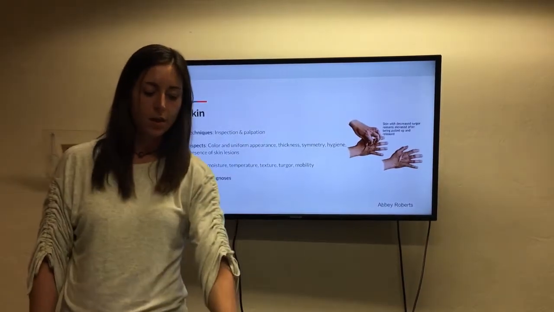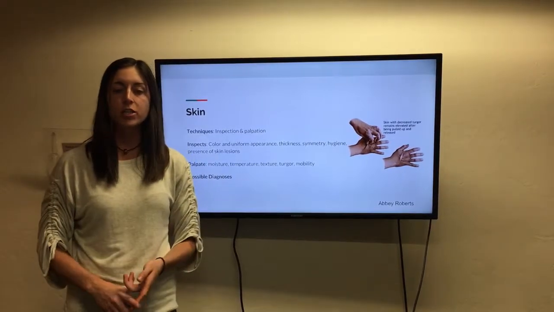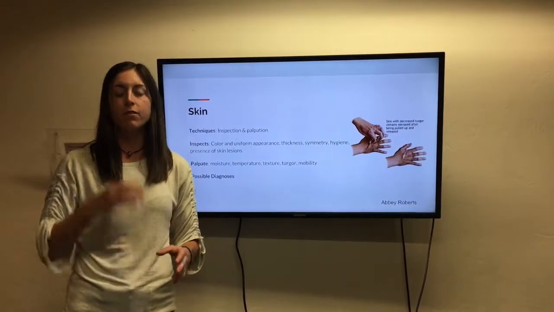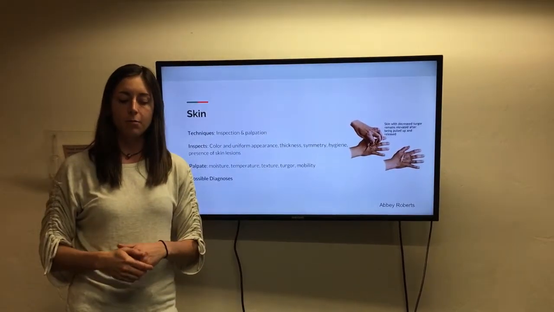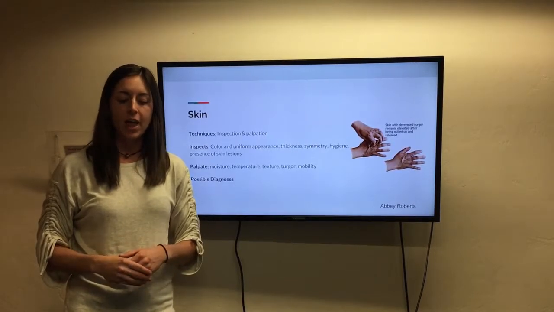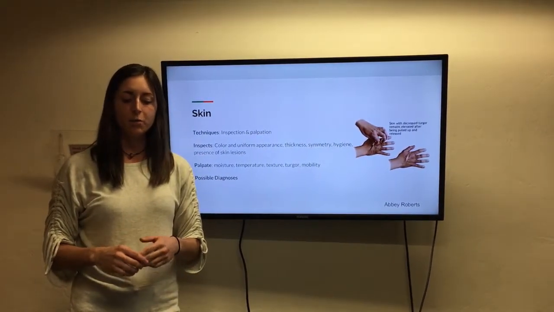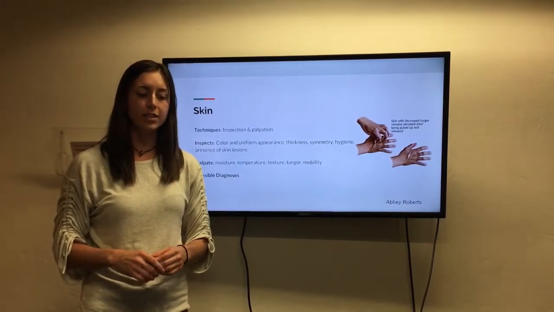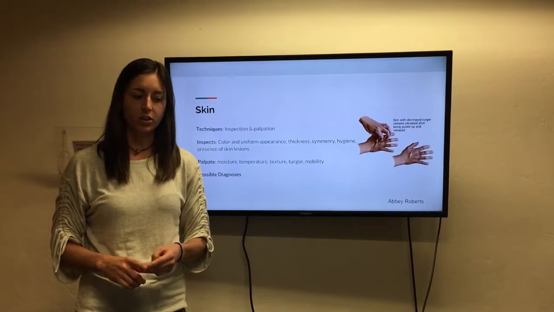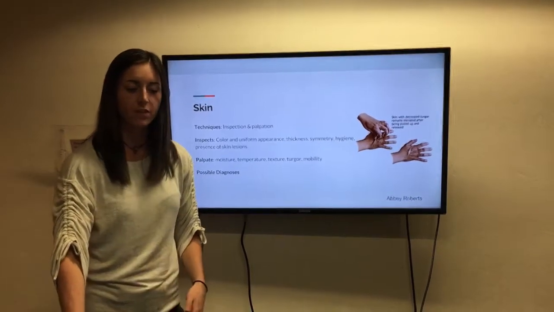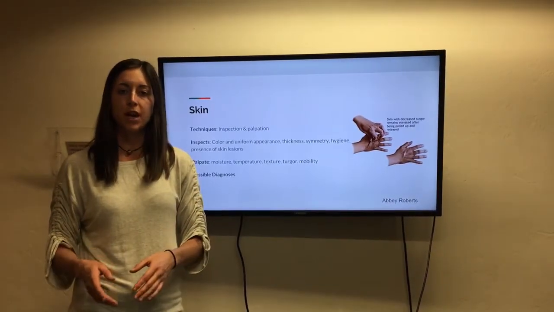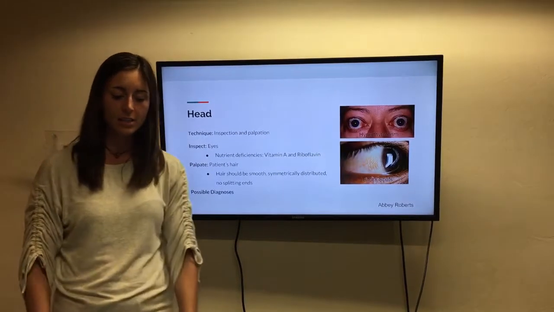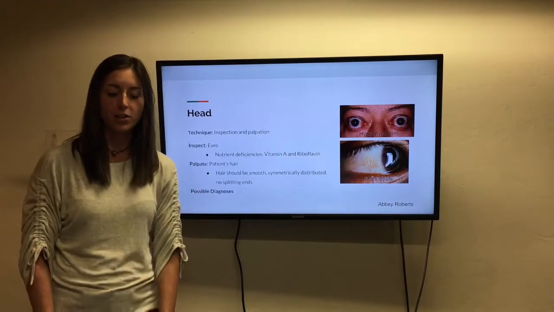So skin. The 2 techniques we're using are inspection and palpation, and you are inspecting color and uniform appearance, thickness, symmetry, hygiene, and palpating for moisture, temperature, texture, and mobility, and this can all be used to diagnose dehydration, edema, and infection. The skin should feel cool to warm to touch, as well as being smooth, soft, and even.